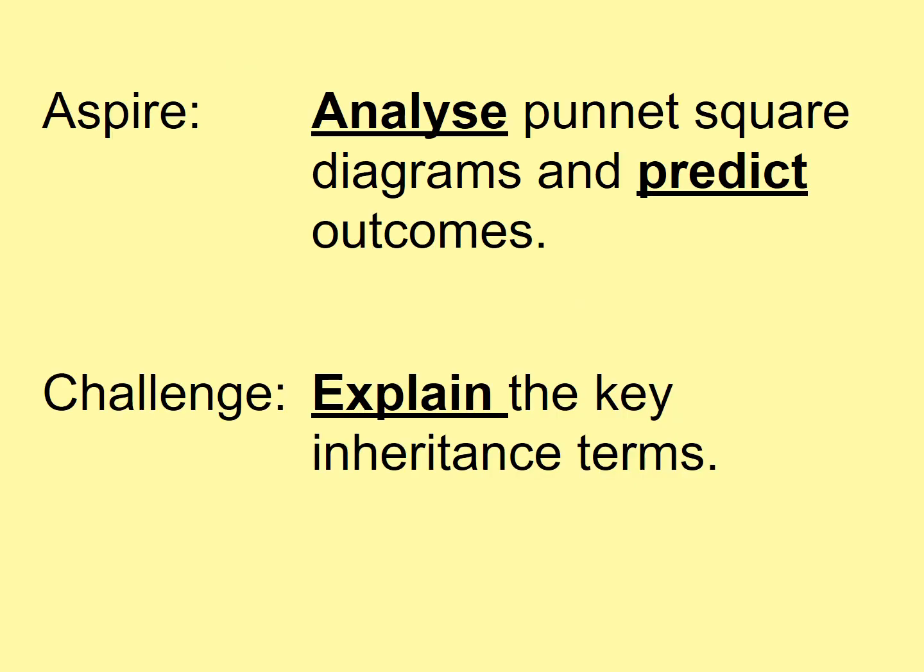Okay, during this lesson, we're going to explain some key terms in inheritance, because often the inheritance topic, students do badly on it because they just don't understand the keywords. There's lots of new language, but if you can grasp that new language, it's really quite straightforward. Then we're going to look in more detail at some Punnett Square diagrams. And we met these when we looked at sex determination, boys and girls, in the last lesson. But we're going to look at them in more detail, and we're going to start predicting the outcomes of some genetic crosses.